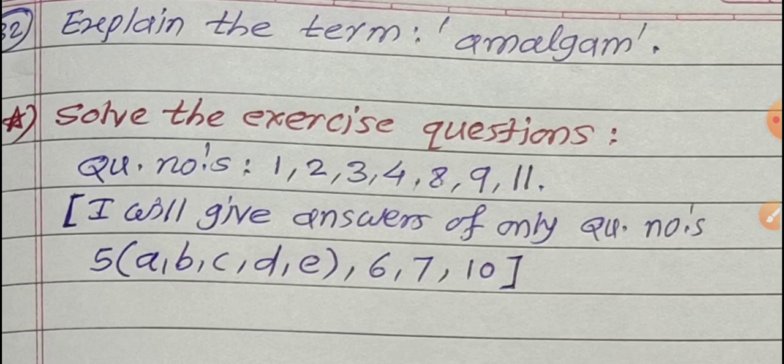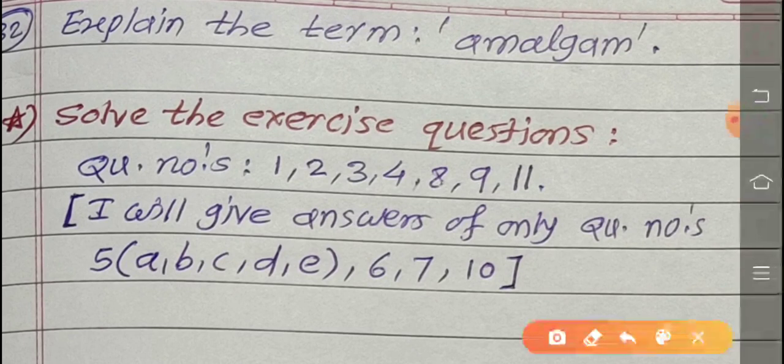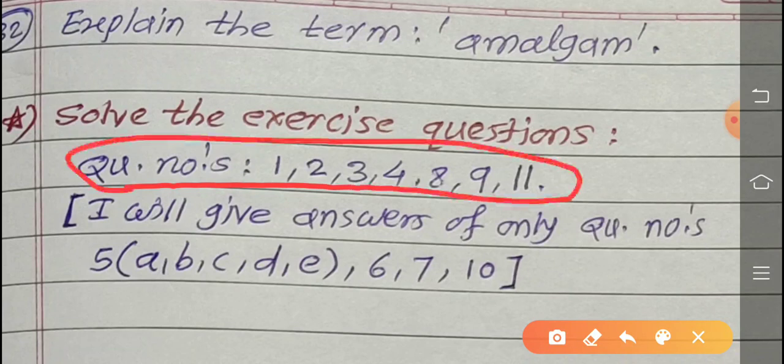Question number 5, how many options? A, B, C, D, E. For these five, I will give the give-reason questions: question number 6, 7 and 10. The remaining questions above, you try to find out the answers. Are all getting? Yes. So watch the video carefully again and try to find out the answers.